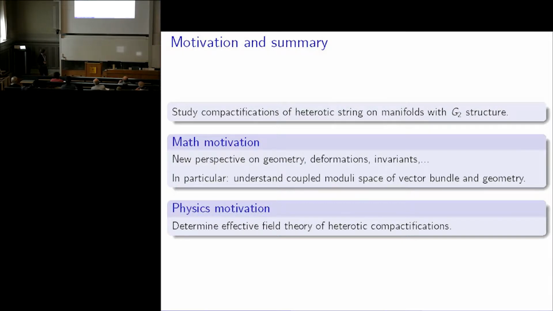What we do is that we study compactifications of the heterotic string on manifolds with G2 structure. This means that we go from a 10-dimensional theory to a 3-dimensional effective field theory. These manifolds with G2 structure are 7-dimensional real manifolds, and I will tell you more about their properties in some minutes.